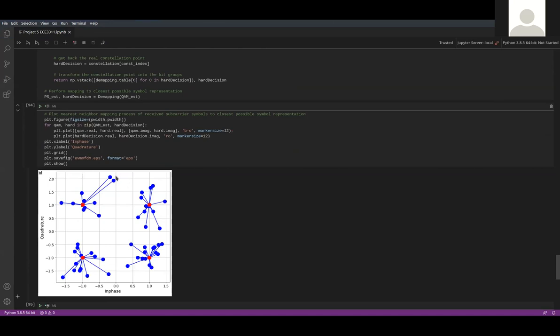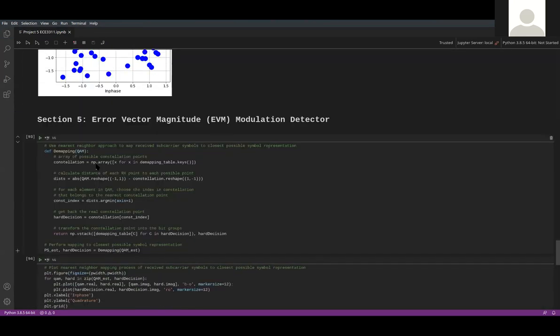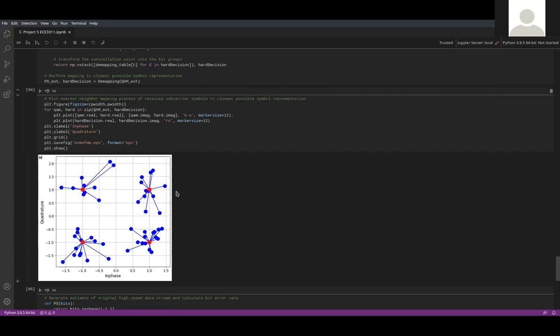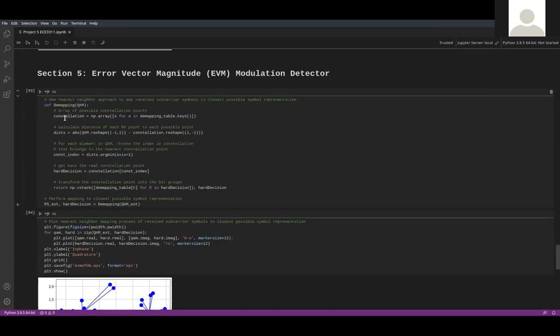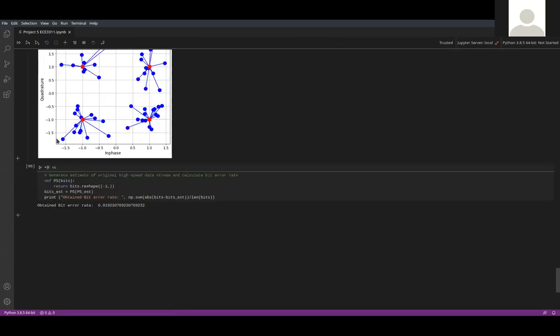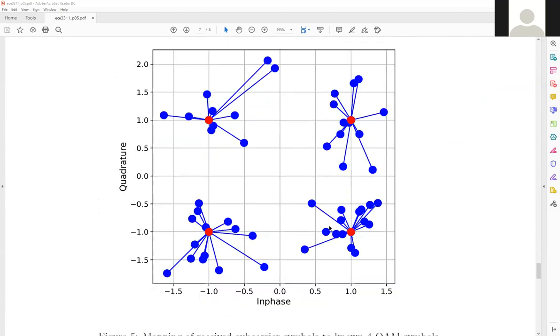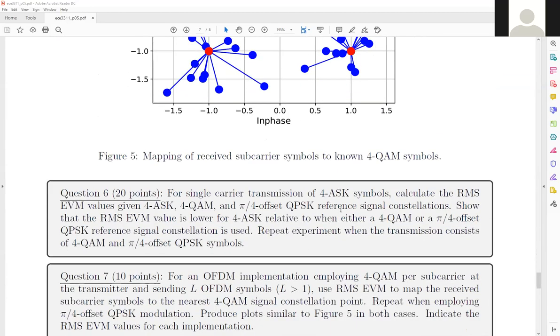So this plot here is actually pretty important because this allows us to map every one of these to every one of these red dots that does have a known binary pattern associated with it. And that's what this code does, right? So you have the signal constellation. This vector here calculates the distance between received QAM and actual QAM values. So that's what this last guy is here. So you've got to do this, okay?